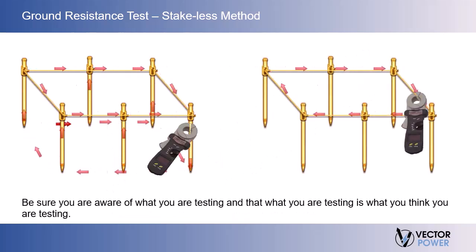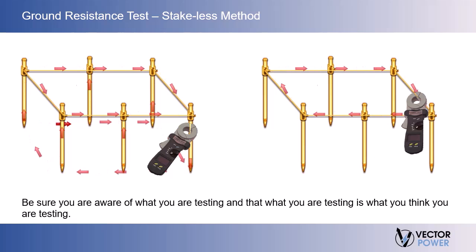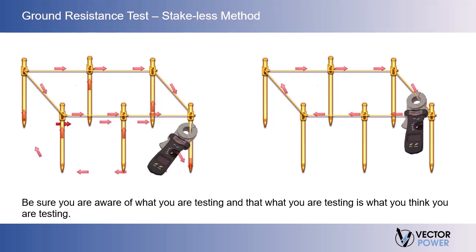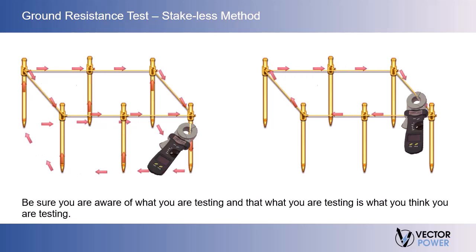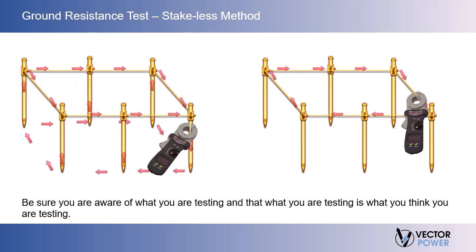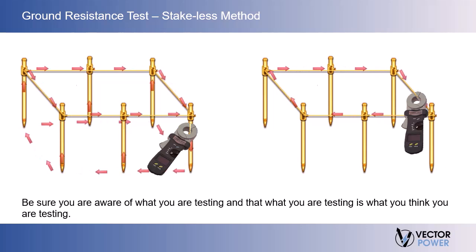Now, our second rule. The earth path must be in the measurement circuit in order to measure earth resistance. This sounds obvious, but if you have metal structures involved, there may be a current path through the connection rather than through the earth mass, as seen here. Of course, you may want to place the clamp here to verify a connection, and that's fine. But be sure you are aware of what you are testing and that what you think you are testing is what you are actually testing.